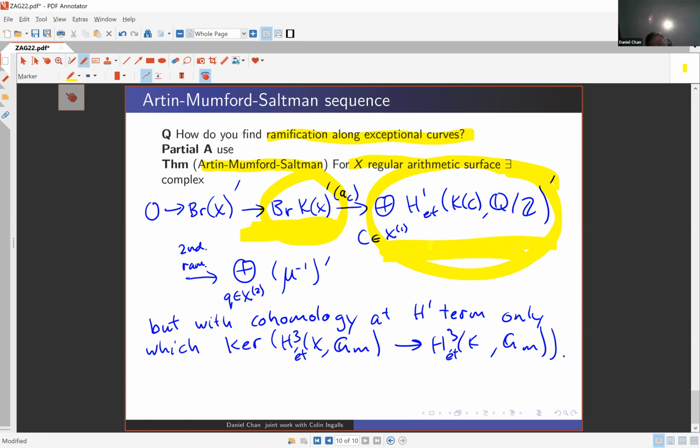And so all you need to do is, firstly, you look at the kernel of this map from here to here. And then there's some cohomology. So you have to have a secondary obstruction. You have to make sure that this second obstruction inside here also vanishes. So you have to control what are the possibilities there.